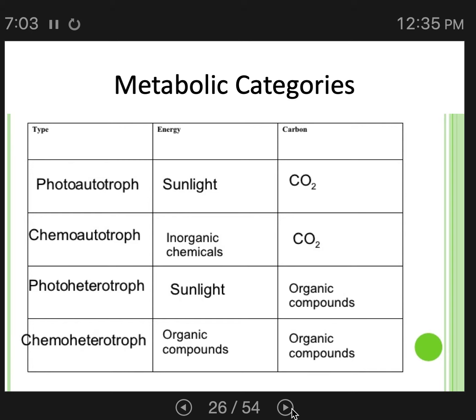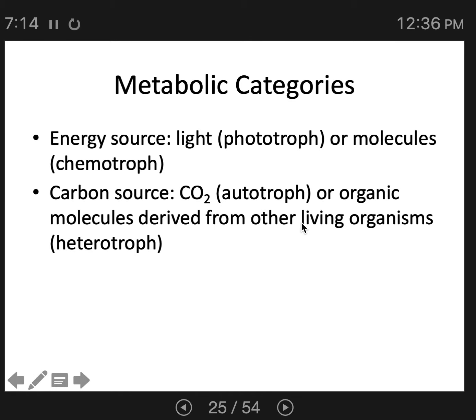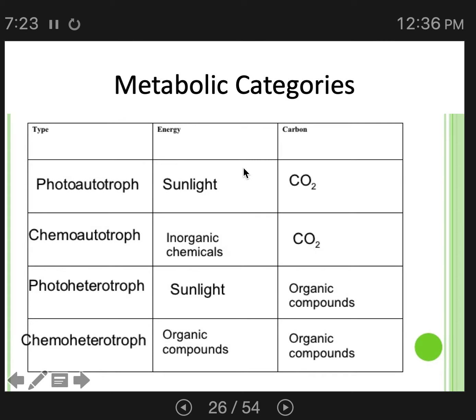So a photoautotroph is an organism that gets its energy from the sun and its carbon from carbon dioxide. So plants are photoautotrophs. All I'm doing is mixing and matching these terms from this slide. Where does it get its carbon? Carbon dioxide, autotroph. Where does it get its energy? From light, from photons, phototroph. So photoautotrophs are things like plants, algae, cyanobacteria: energy from the sun, carbon from the atmosphere.